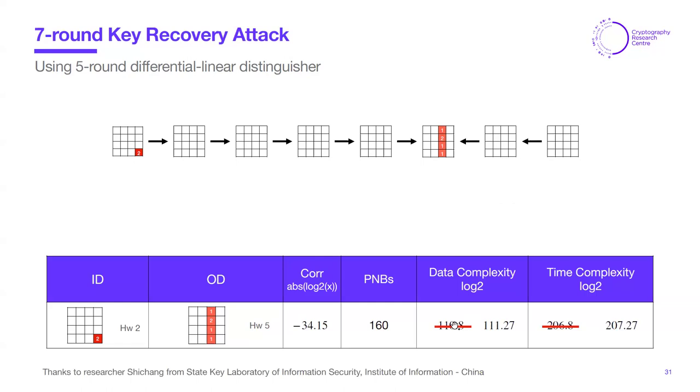But a little while ago, a researcher from China called Chi Shang contacted us to point out that there is a flaw in our estimation. We corrected this flaw, and it differs only by 1 bit.